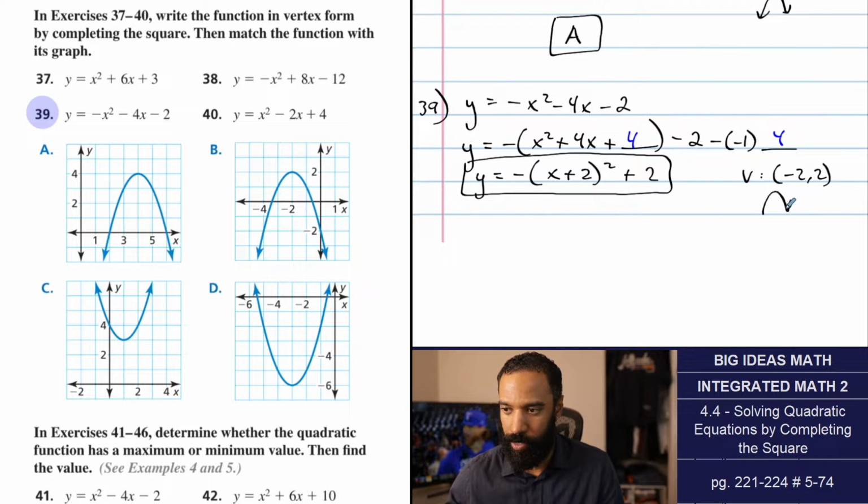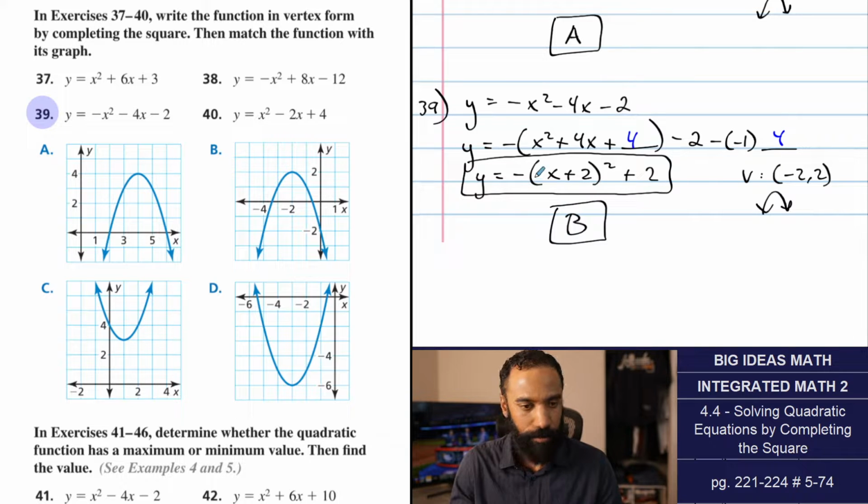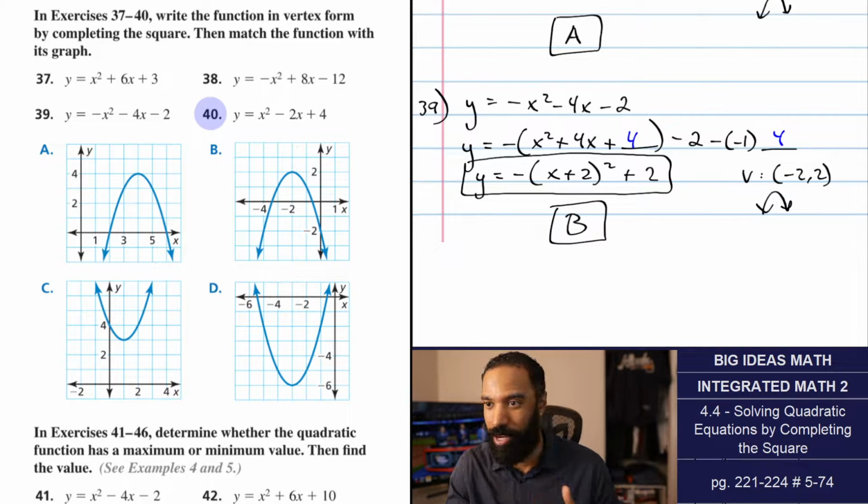This graph is going downward. That was graph B. That's what we get for number 39. Number 40.